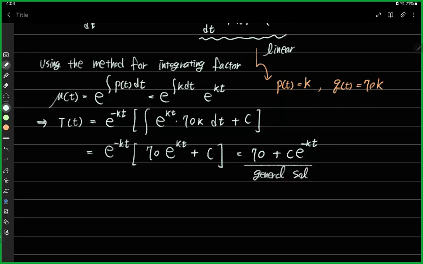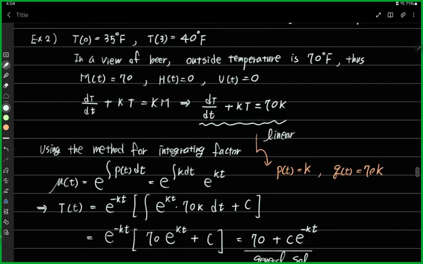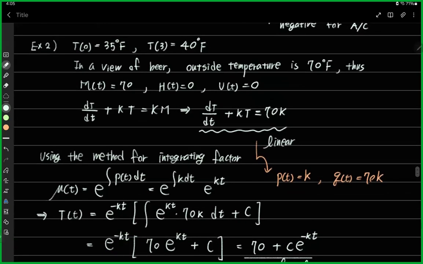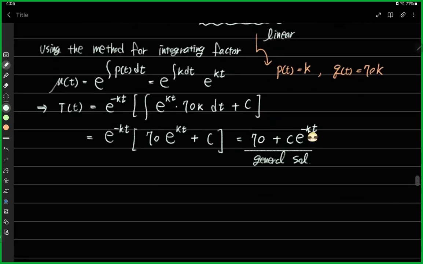Let's find a particular solution, because the initial condition is given, right? You see that? T of 0 is 35. Let's find out K and C, the constant of integration. Let's find out both. So T of 3 is going to be 70? Then I just substitute 0 and 3 into the general solution.